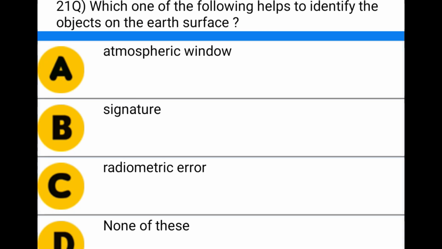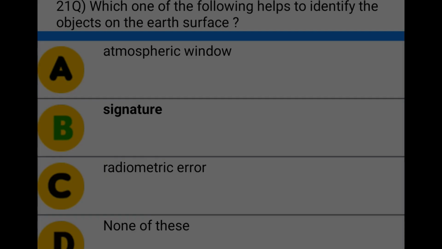Next question, which one of the following helps to identify the object on the earth's surface? Option A atmospheric window, option B signature, option C radiometric error, option D none of these. The correct answer is option B signature.